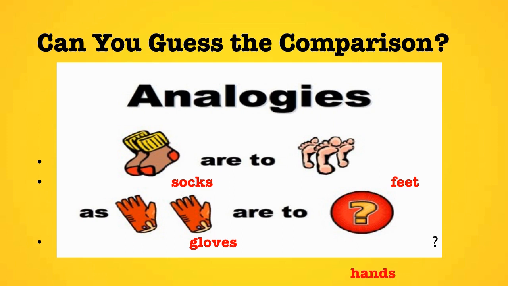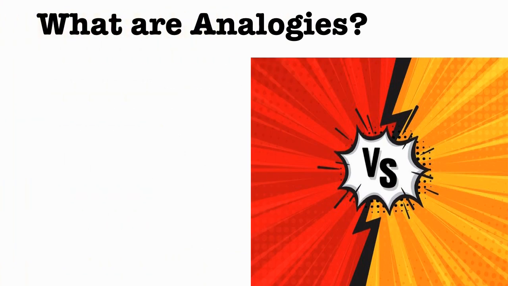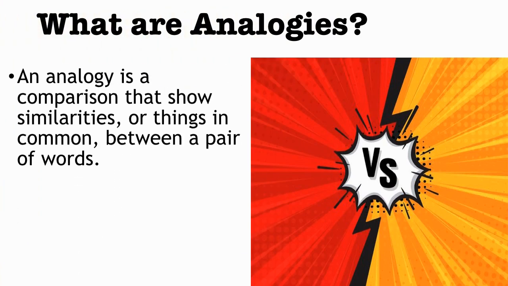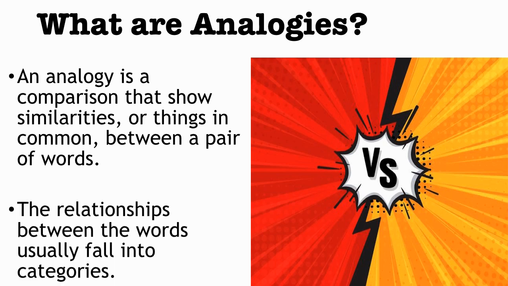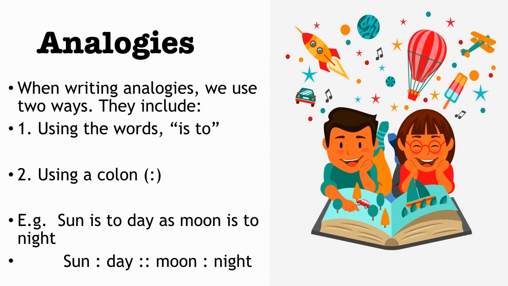Let's get started. So, what are analogies? An analogy is a comparison that shows similarities or things in common between a pair of words. The relationships between the words usually fall into categories, and we will learn about those categories today. When writing analogies, we use two ways. They include using the words "is to," and number 2, using a colon.